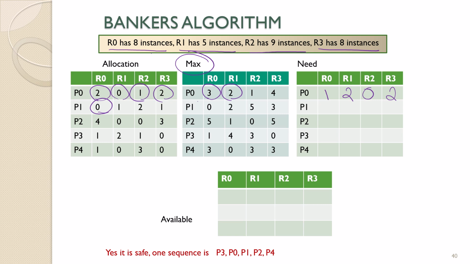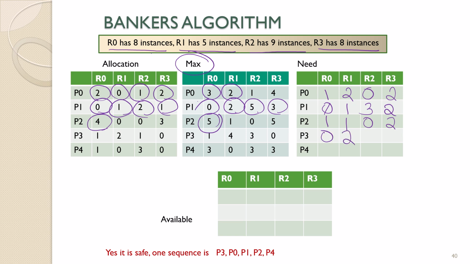P1 has 0 and 0. 1 and 2, this would be 1. 2 and 5, this would be 3. 1 and 3, this would be 2. So do you understand this need is calculated by subtracting the allocation from the max. So your max is 5, you've been allocated 4, you have 1. This is a 1, this is a 0, this is a 2. This is a 0, this is a 2, this is a 2, this is a 0, this is a 2, this is a 0, and a 3.